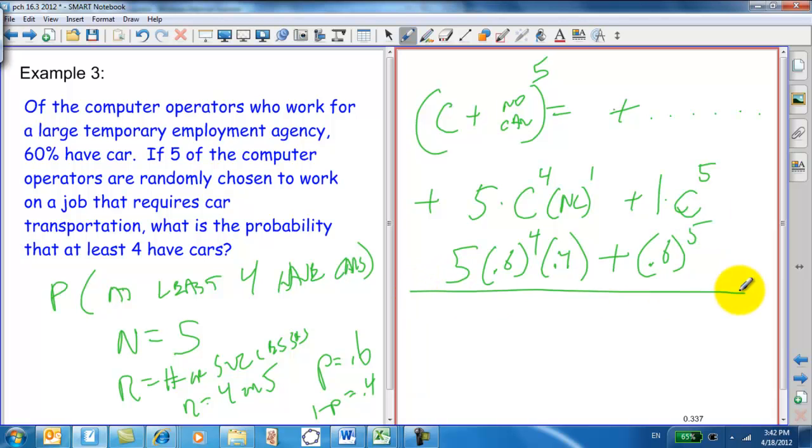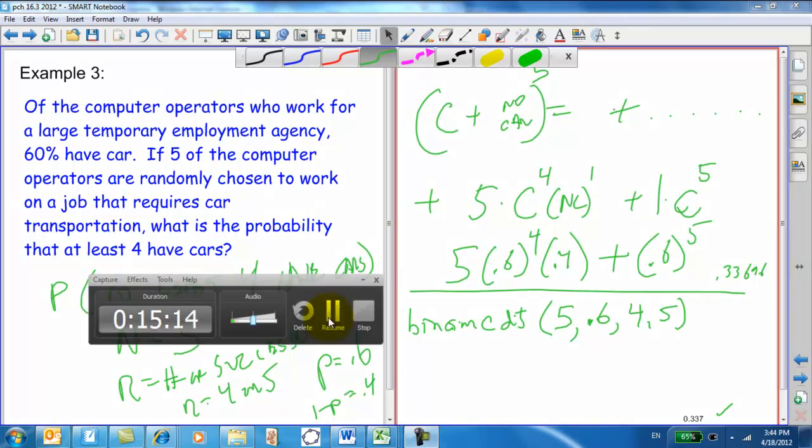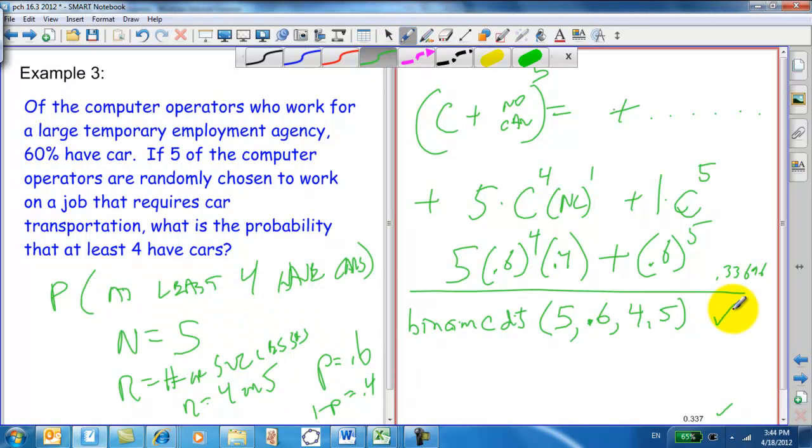Also, you have your binomial CDF command, CDF, cumulative, and you're going to put in n, which is 5. The chance of success, that's a car, that's 0.6. And the lower amount is you want to go anywhere from 4 to 5 cars. Let's make sure these both work. Yep, for the top one I get 0.33696. That checks. And for the binomial CDF, let's try that as well. And that checks out as well.